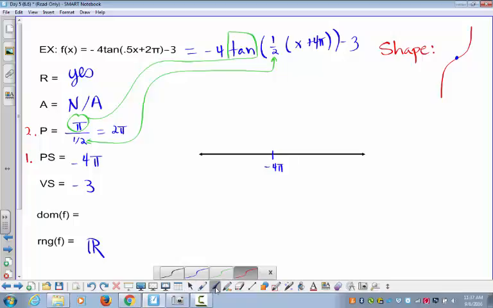With tangent, it's a little different. Instead, we take the period and we use the phase shift as a midpoint. So we need to go to the left pi and to the right pi. So this whole period here is 2 pi, and that has to have the phase shift as a midpoint.